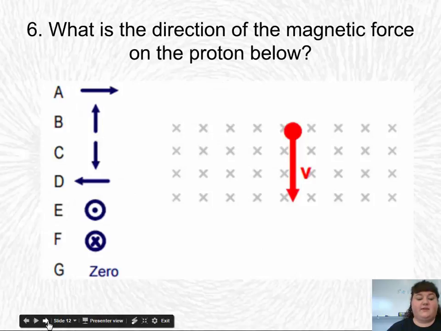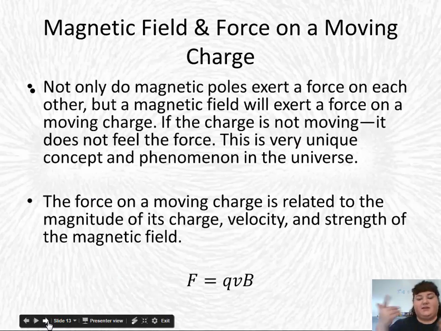So how can we actually quantify this? So we can find the direction using our right hand rule. Okay? But how do we know the actual magnitude of that force? So not only do our magnetic poles exert a force on each other, but the magnetic field will exert a force on a moving charge that's moving through that field. So if the charge is not moving, though, it's not going to feel that force.